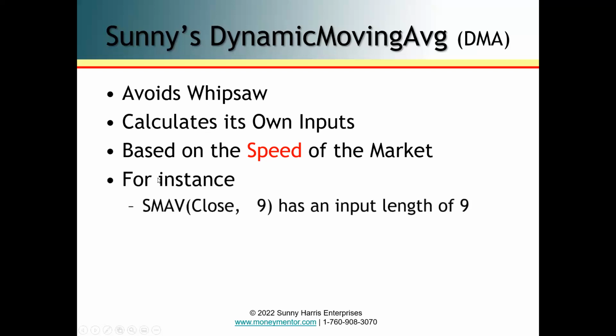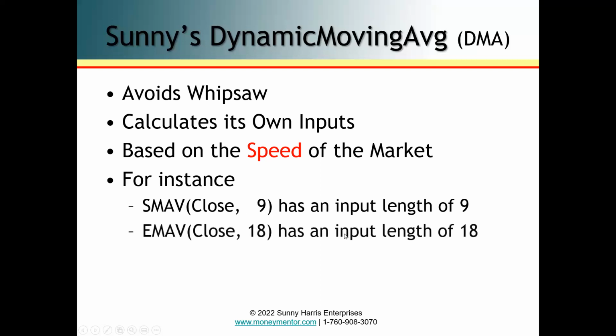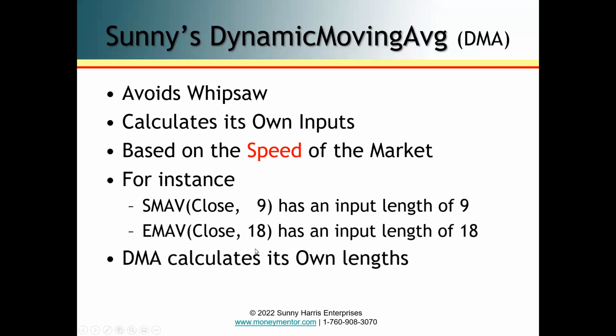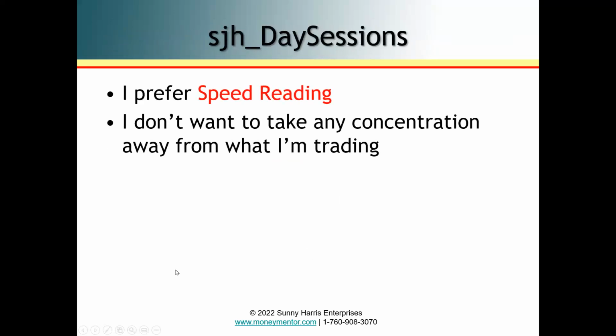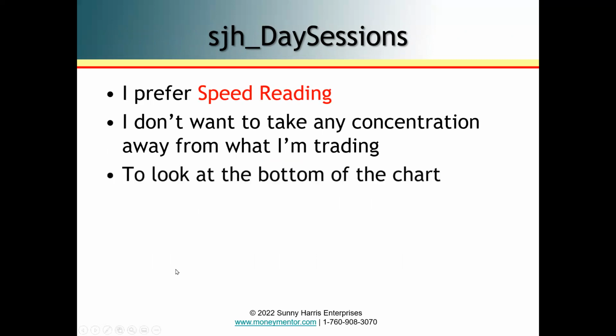For instance, let's say we have a simple moving average with close of 9 periods. So the input length is 9. The EMA, for instance, has a close of 18. But my DMA calculates its own lengths, and it changes them with every bar. So you never quite know what the inputs are. You just know that it's avoiding whipsaw for you. I have another indicator for my speed reading. I don't want to take my concentration away from the chart that I'm looking at, so to look at the bottom of the chart, I have an indicator for that.